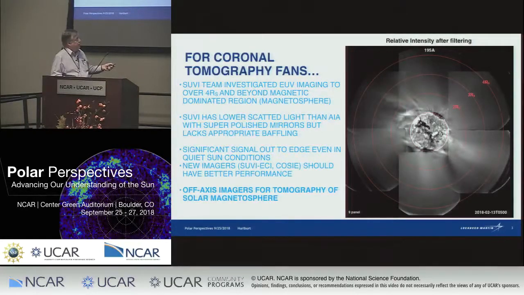But we found that you could actually see signals well above the noise all the way out to the edge of the field of view, even in a quiet sun condition. So the idea that you could actually image the middle corona seems quite feasible. And so if you wanted what they call tomography or some sort of stereoscopic reconstruction, this is an opportunity to sort of capture the entire magnetosphere of the sun, essentially, within a single imager.